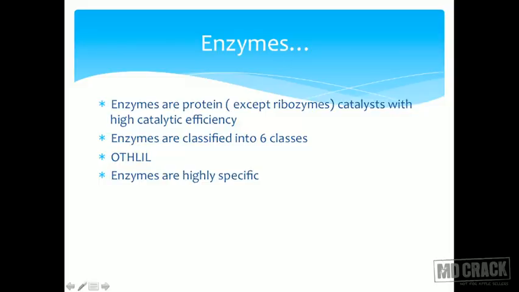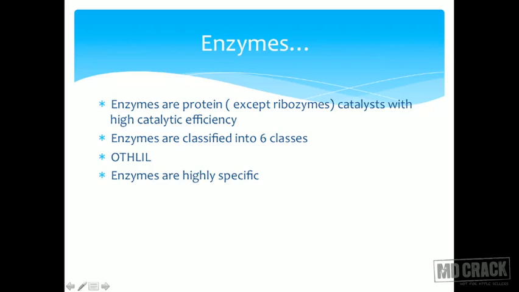Now we'll summarize the whole thing that we have learned till now. What is important regarding enzyme nomenclature and mechanism of enzyme action. Now, as I said, enzymes are all proteins except the ribozymes. They are catalysts with high catalytic efficiency. Without an enzyme, the rate of reaction would have been 100 to 1000 times slower. So they are all proteins except ribozymes. That is important out here.